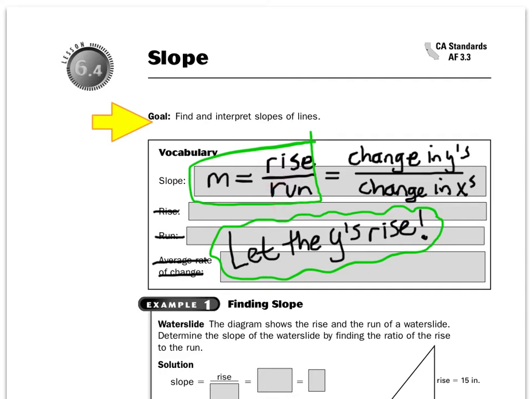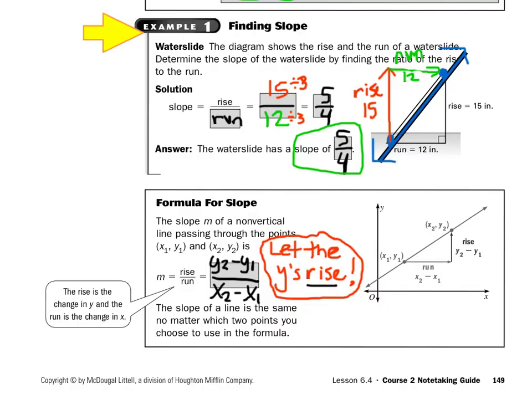And so another way to look at it, and we'll do this later, is it's the change in the y values over the change in the x values. So I came up with a way to help you remember: just let the y's rise. It kind of rhymes, so let the y's rise. Okay, take a look at example 1, finding the slope.